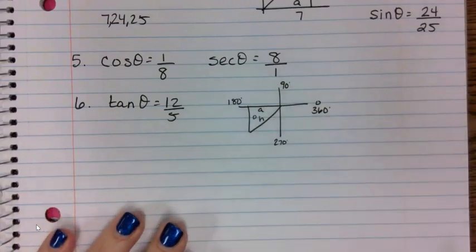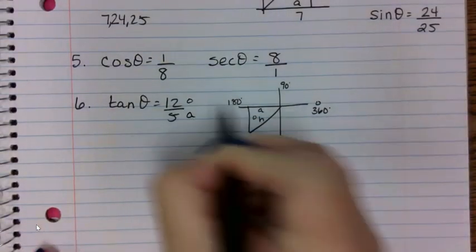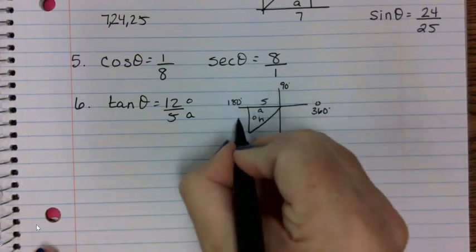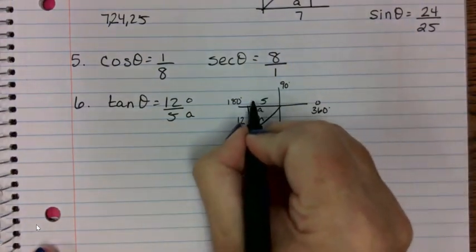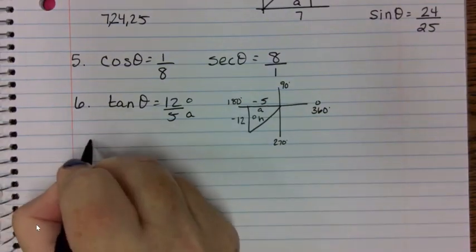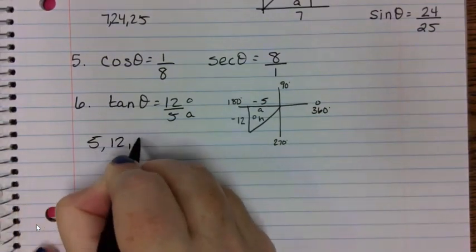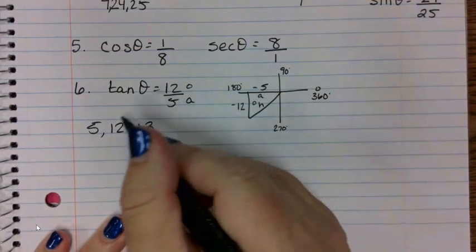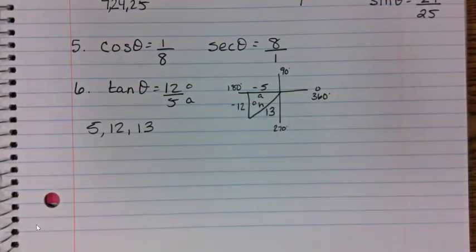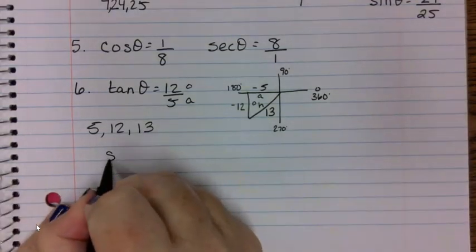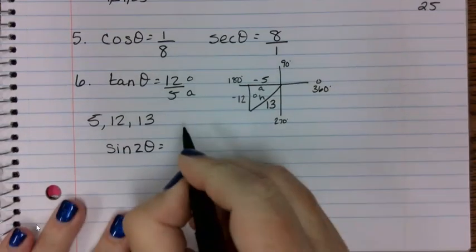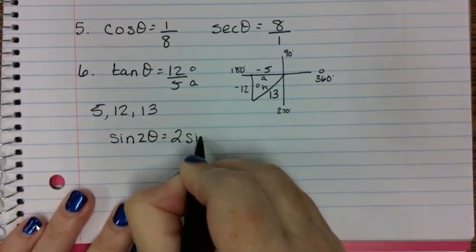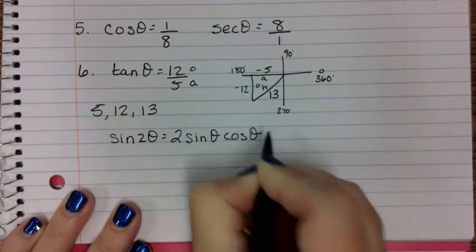A, O, H. Here's my O, here's my A. 5 and 12. Because we're in quadrant 3, both of these are negative. So remember, going by our Pythagorean triples, this is a 5, 12, 13. Because I know 5 and 12, this side's a 13. And please tell me you remember a hypotenuse is never negative. Okay. Now, the question that was asked here is, what is sine of 2 theta? And that formula is 2 sine theta cosine theta.